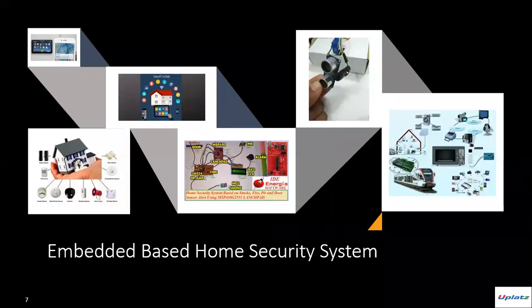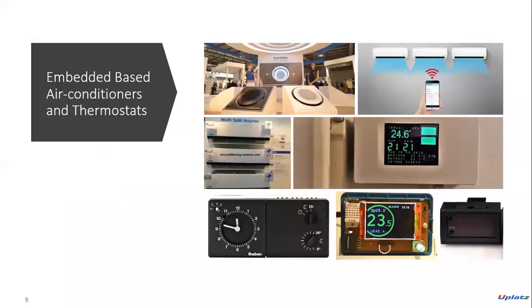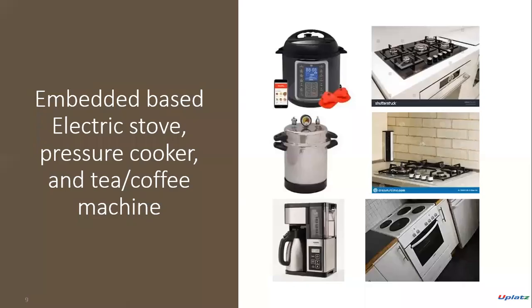And home security is not an exception to embedded systems. In home security applications, we see many of these gadgets which are using embedded systems. And air conditioners and thermostats also use embedded based systems, and here are some pictures of the same. And electronic stove, pressure cooker, and tea coffee making machines also use embedded systems.